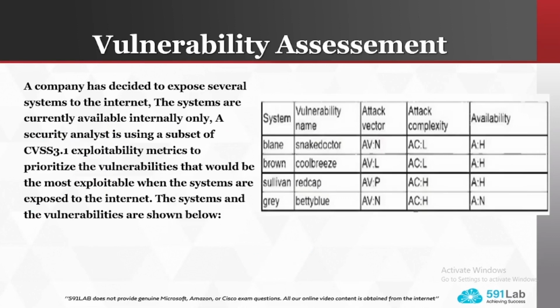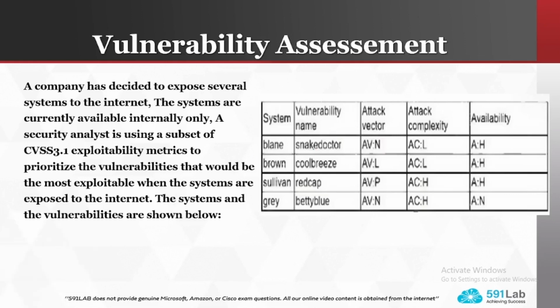Question number 4 is about vulnerability assessment. A company has decided to expose several systems to the internet. The systems are currently available internally only. A security analyst is using a subset of Common Vulnerability Scoring System 3.1 exploitability metrics to prioritize the vulnerability that would be the most exploitable when the systems are exposed to the internet. The system and vulnerability are shown below.